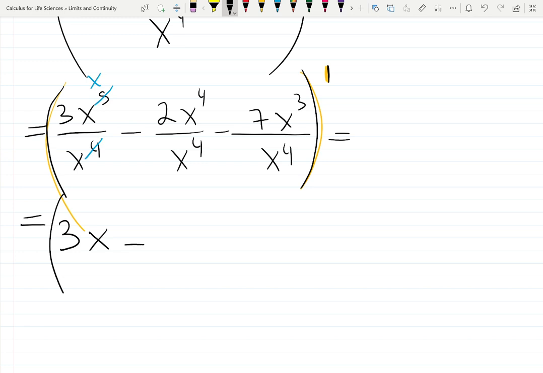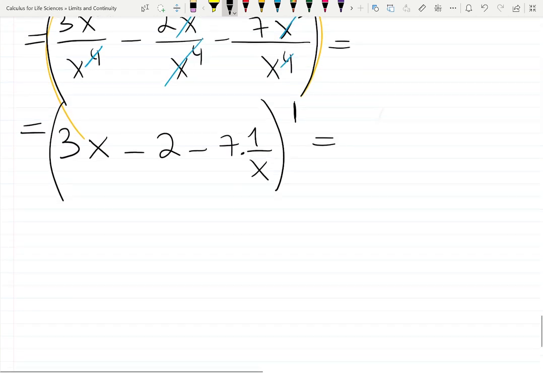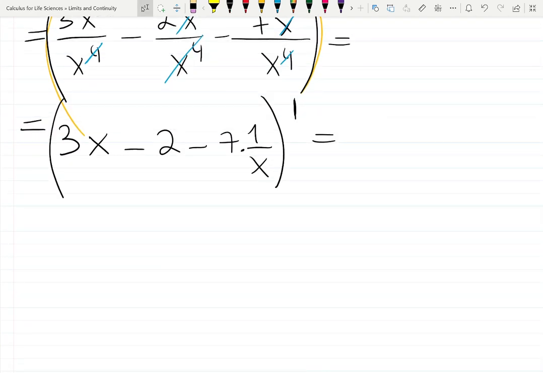That is already good. Minus 2 x to the 4 and x to the 4 completely goes away, so it's just minus 2. And minus 7, x cubed and x to the 4 gives you 1 over x, because x to the 4 is in a denominator. We did not differentiate yet. Now we're going to differentiate. But I will make a pause.